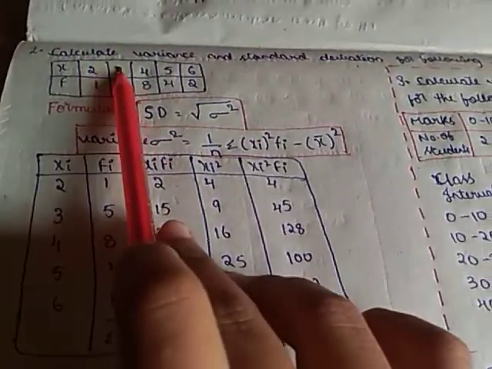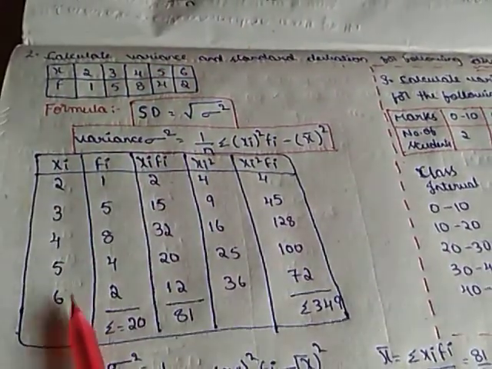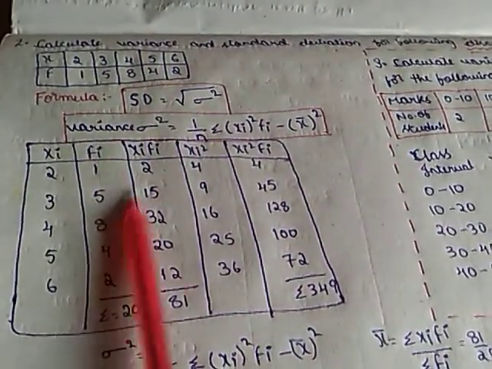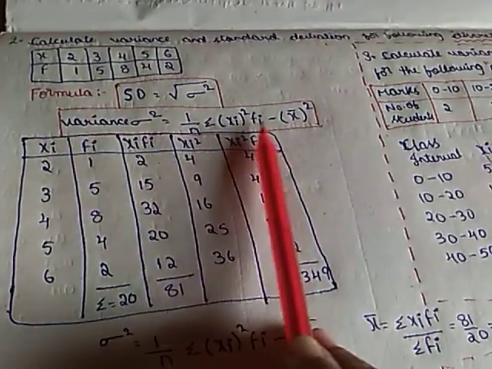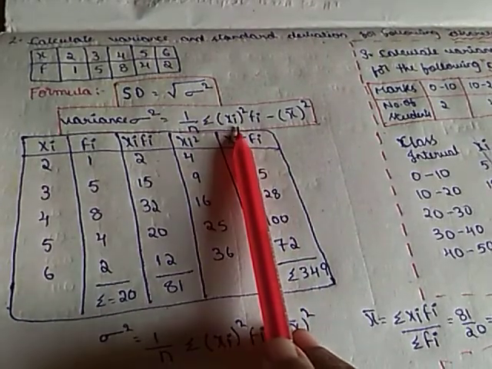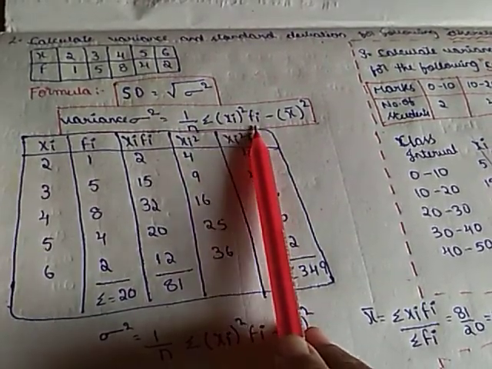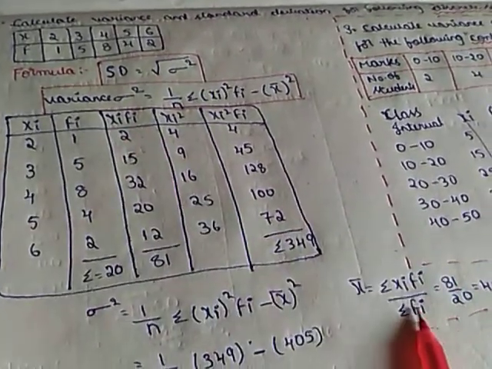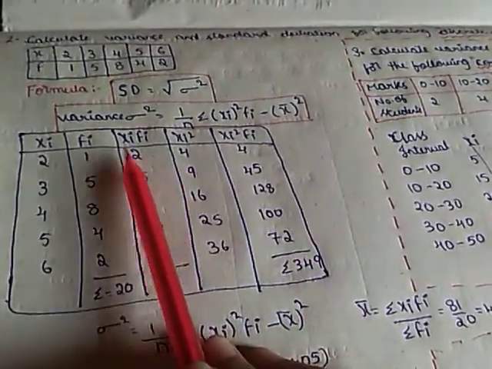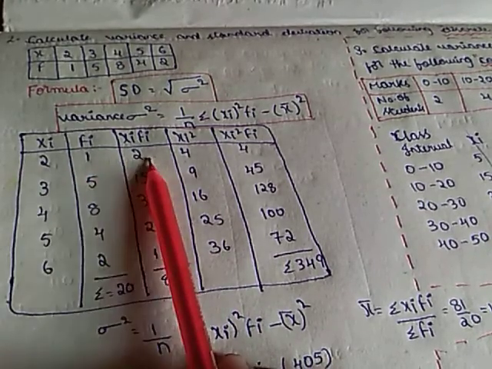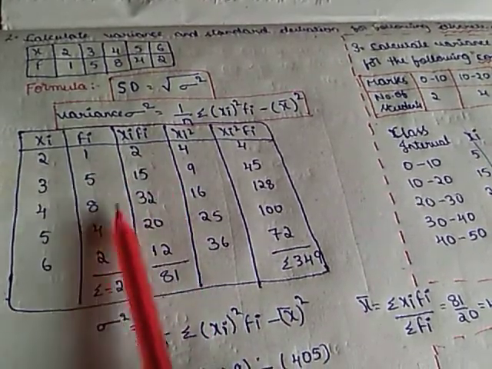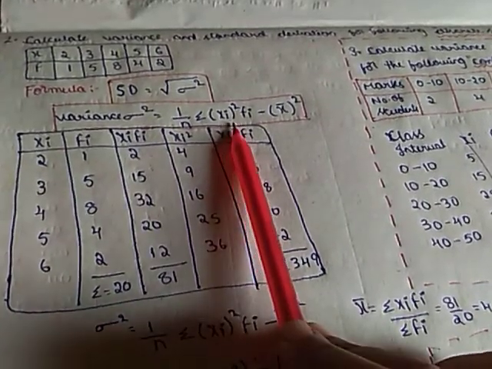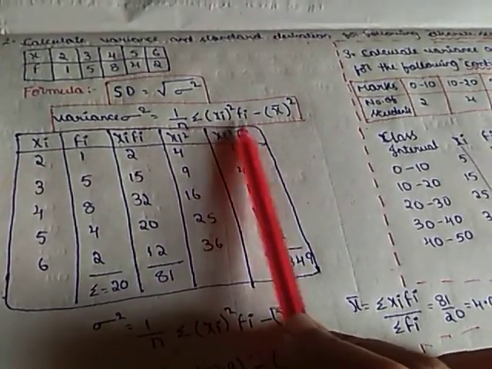First, xi values in the first column and fi values in the second column. Here we require (xi minus x bar) whole square fi. So for that we need xi into fi, which is required to calculate the mean. So we draw in the table xi into fi: 2 into 1 is 2, 3 into 5 is 15, 4 into 8 is 32. So xi fi, and we have here xi square fi.